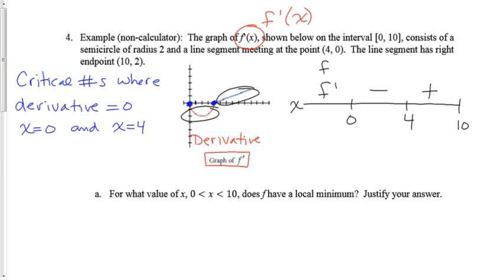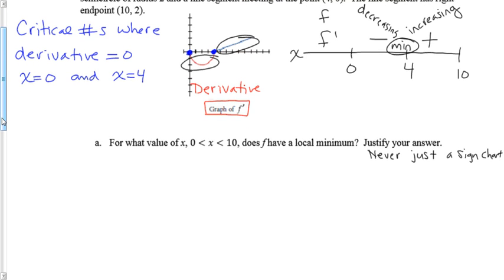So let's talk about what that means for my function. My function between 0 and 4 is decreasing. And then after 4, because my derivative is positive, my function is increasing, which means we have a local minimum at x is equal to 4. I need to justify that, and we may never justify our answer with just a sign chart. Never just a sign chart. Which means I need to use some words. So let's use our words to explain what we just did.